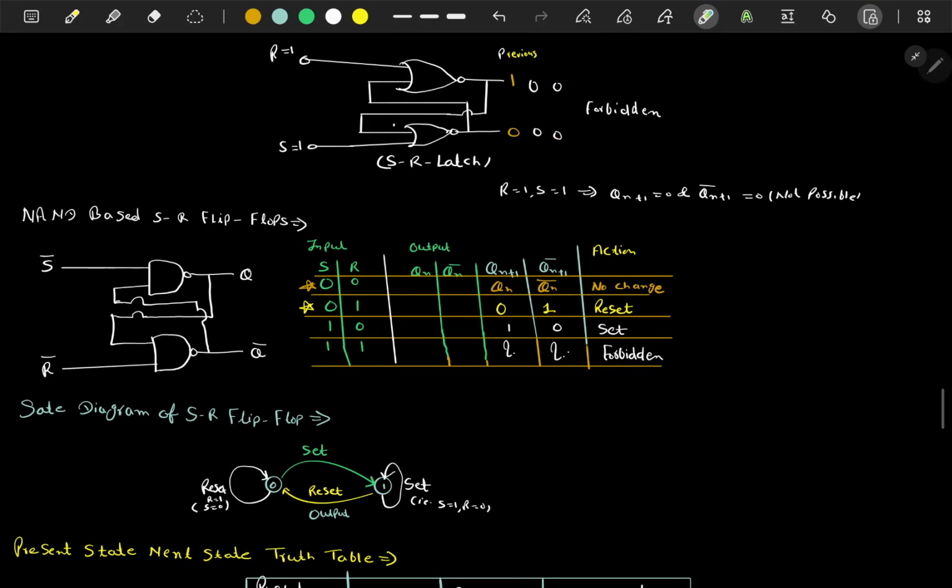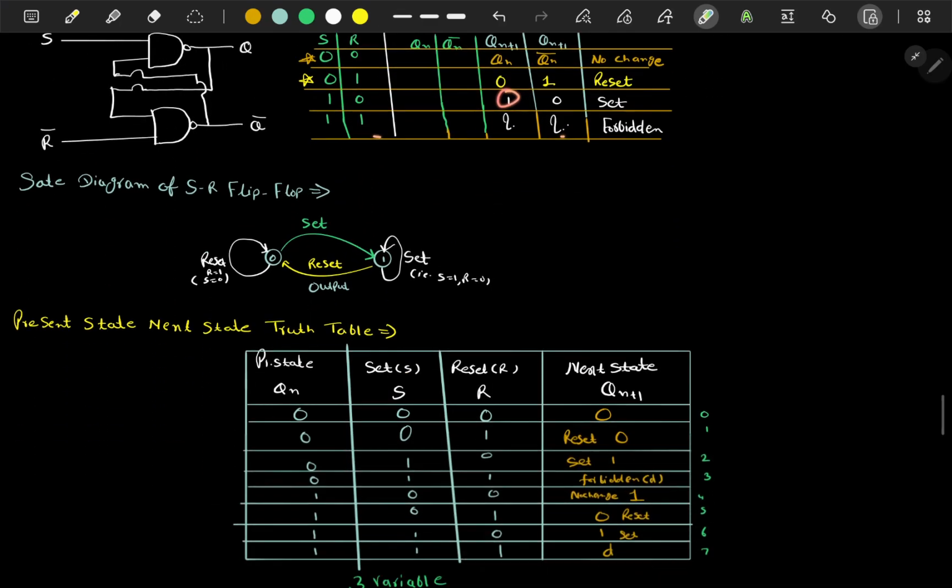Now we can make an SR flip-flop based on NAND gates. So simply NAND gates with the same Q and Q bar, and S bar and R bar here. Again the same conditions will be there. If both are 0, then no change. If reset is 1, then Qn will be reset to 0. And if set is 1, then it will be set, meaning Qn is 1, and 1 1 is a forbidden condition.